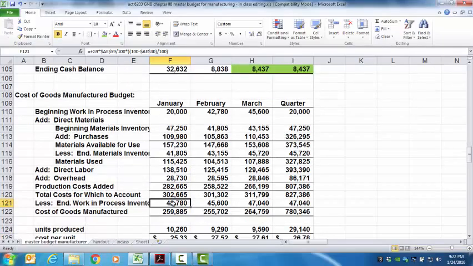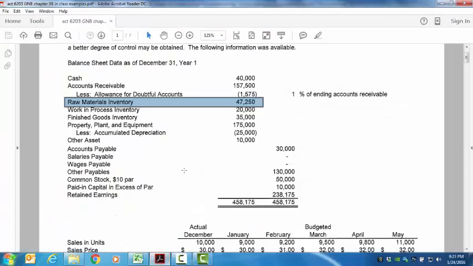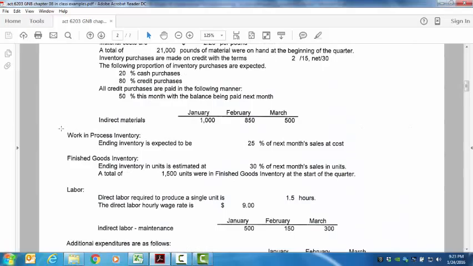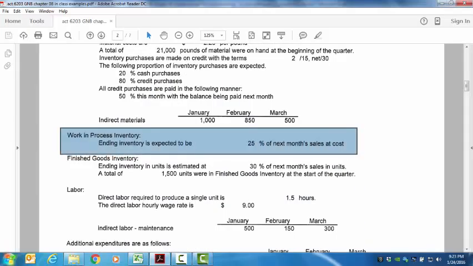Now the next thing we have to come up with, and this is the only real challenge to this budget, is to come up with the ending work in process inventory. If I go back to the data sheet, the ending work in process inventory says that this should be equal to 25% of next month's sales at cost. This is a cost of goods manufactured. So I need to convert that sales figure to cost.